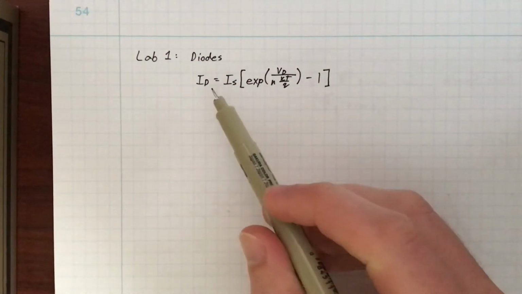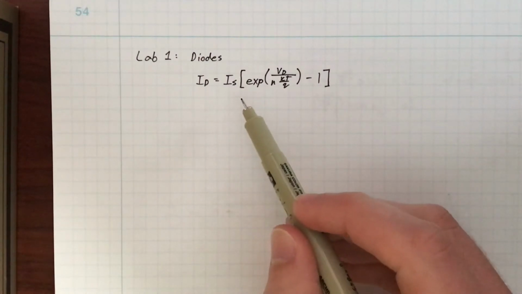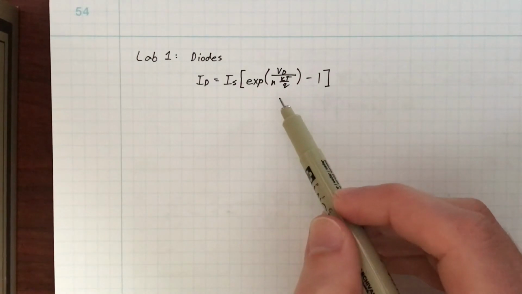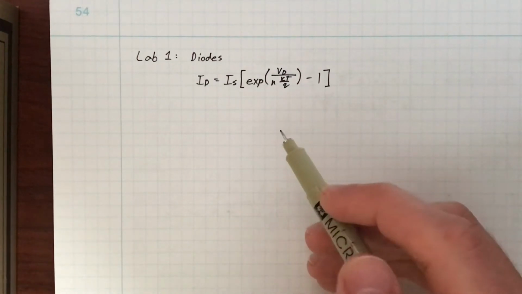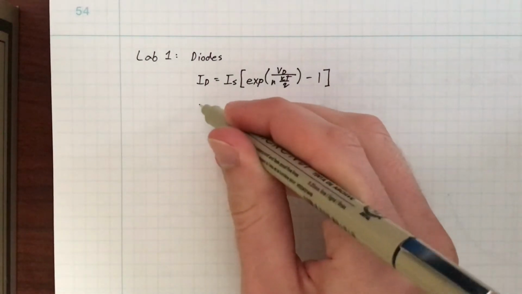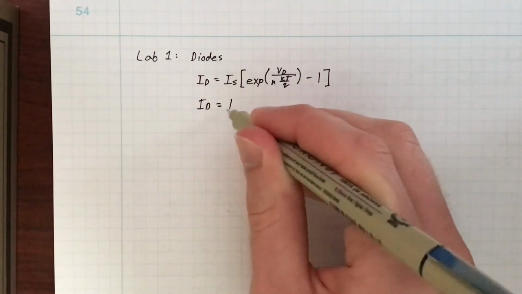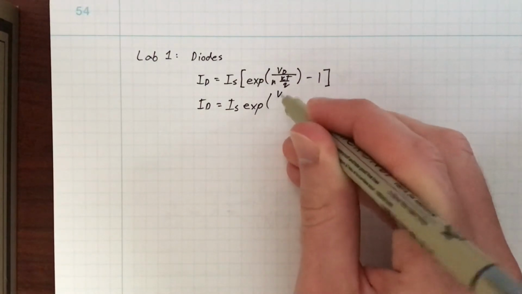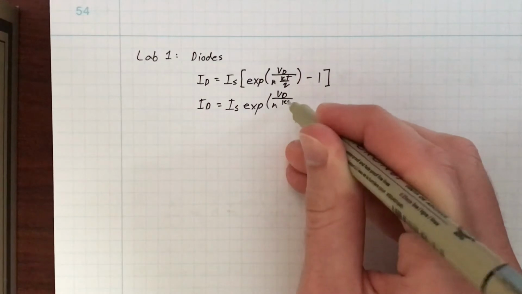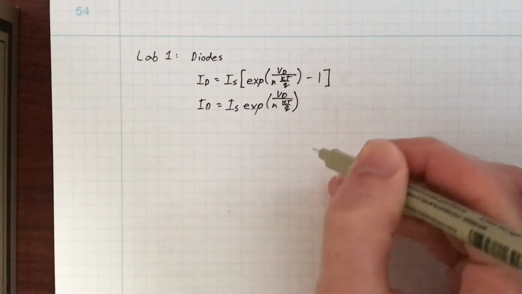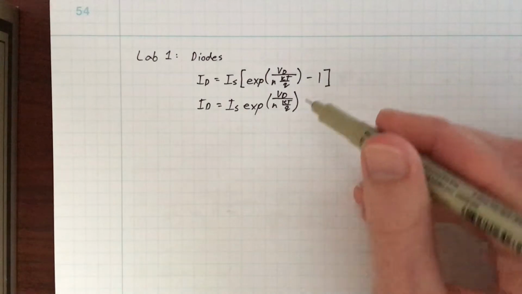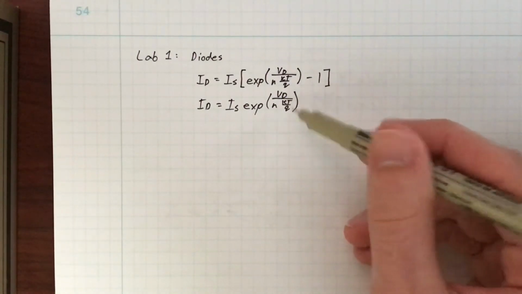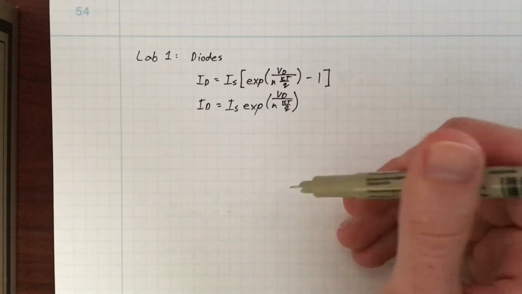So from what you've learned in class, this is the ideal diode equation here. ID equal to IS exponential VD over N KT over Q minus 1. And that can be approximated during forward bias as this expression here, where I've gotten rid of the minus 1. Because when you're in forward bias, this term is much greater than the minus 1. So this is very, very accurate when forward biased.